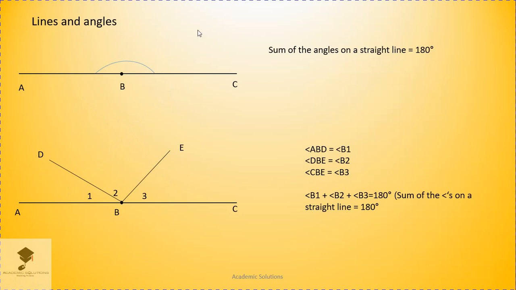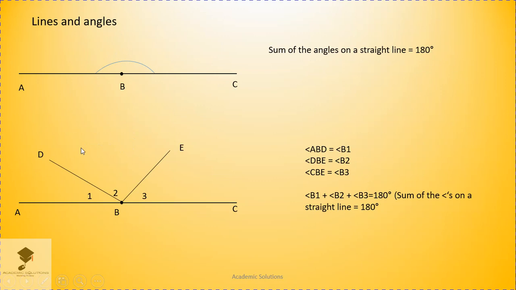So looking at lines and angles, we have the first diagram, ABC, where B is the center. This angle here equals 180 degrees. The reason being, the sum of the angles on a straight line adds up to 180 degrees. So this is an angle on a straight line.